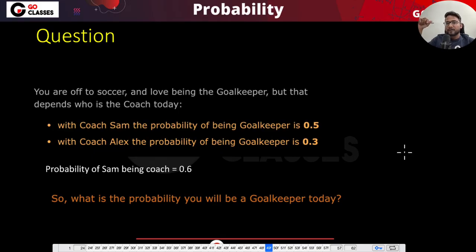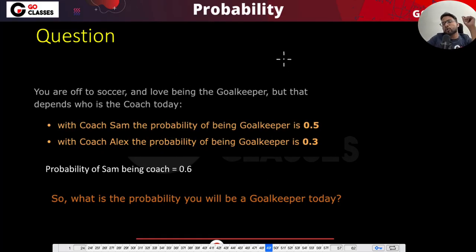using the tree diagram. So what this question is saying is that suppose you are playing a soccer game and you love to become a goalkeeper in that game, but that depends on the coach today. Which means if the coach is Sam, then you can be goalkeeper with the probability 0.5. If the coach is Alex, then you can be goalkeeper with the probability 0.3. So basically, you want to be goalkeeper, but it will depend on the coach. And the probability of Sam being coach is 0.6. Now what they're asking is, what is the probability that you will be goalkeeper today?